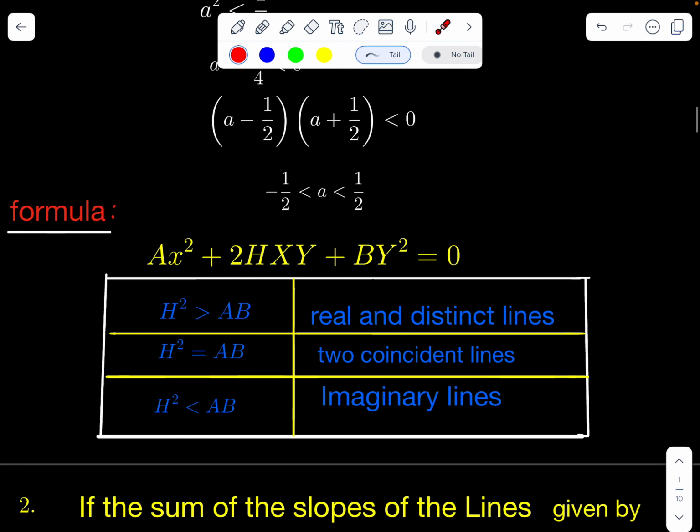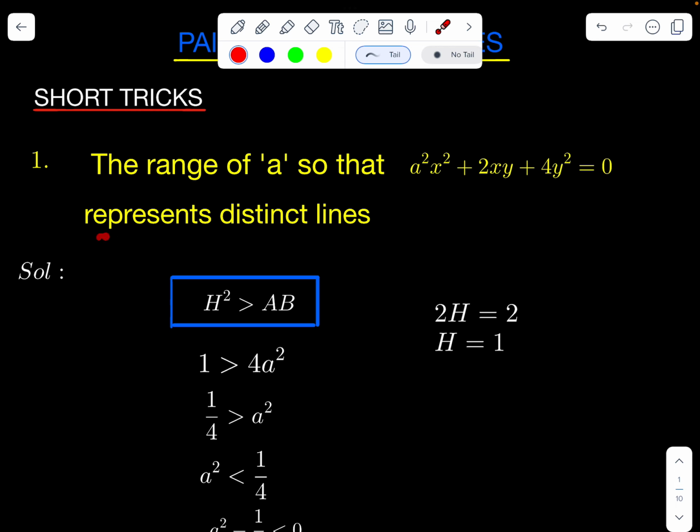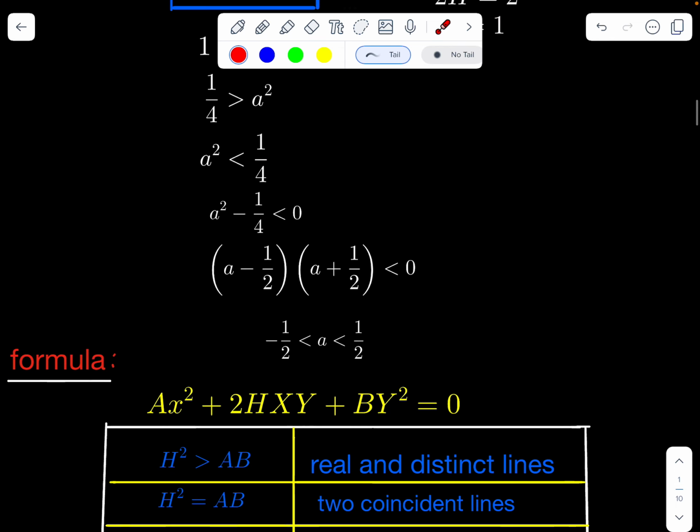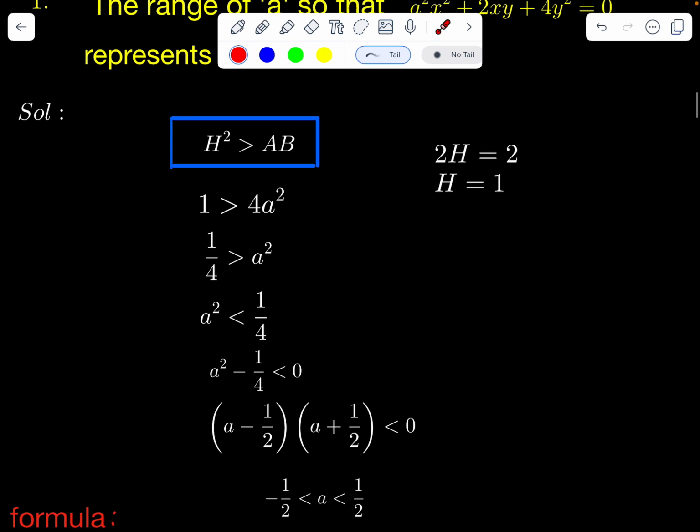Here you can observe ax² + 2hxy + by² = 0. h² > ab: real and distinct lines. h² = ab: two coincident lines. h² < ab: imaginary lines. Here the given condition represents distinct lines, then the formula is h² > ab.